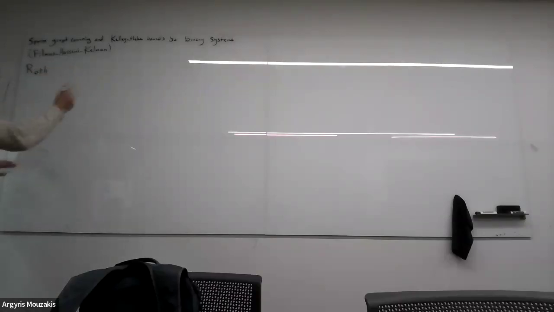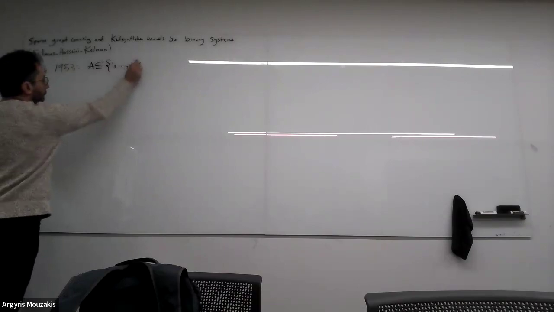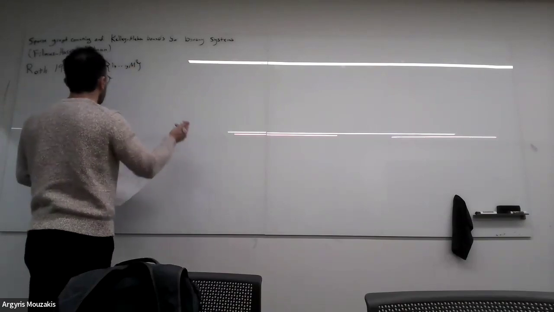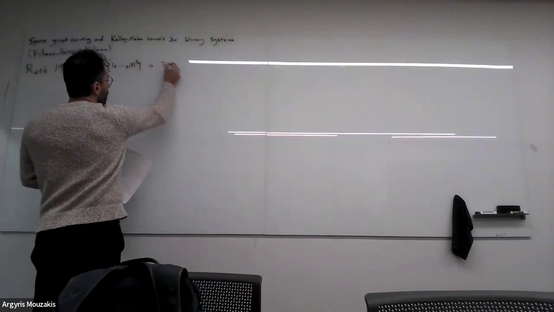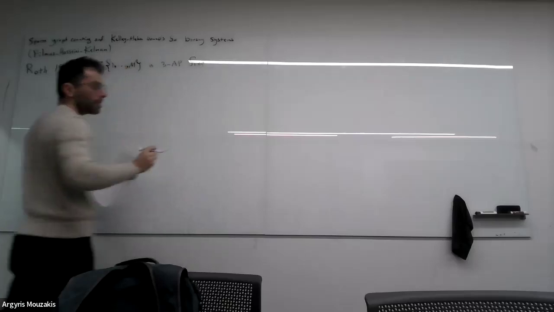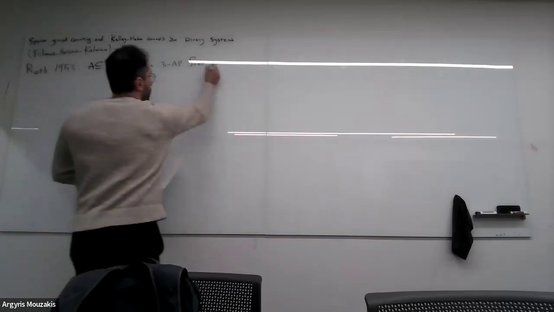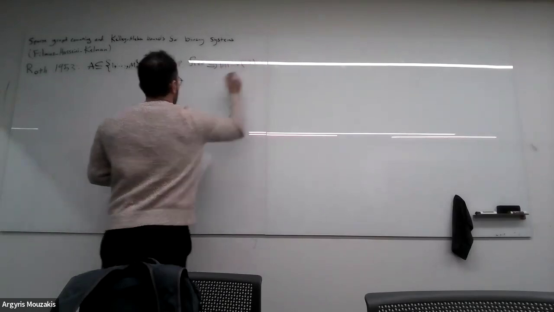So the main result that started this line of research is due to Roth from '53, and Roth proved that if you have a subset of the interval 1 to m, and if the set is big enough, then it must contain a 3-term arithmetic progression. So let me write it that if this is 3AP standing for arithmetic progression, it's 3AP free, then it must be small. So the size of A is little o of the interval size.